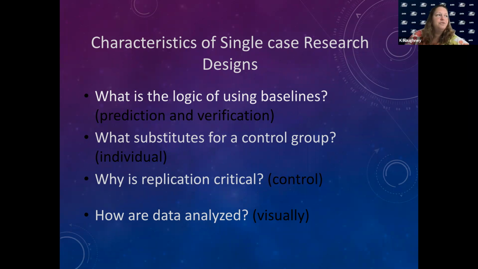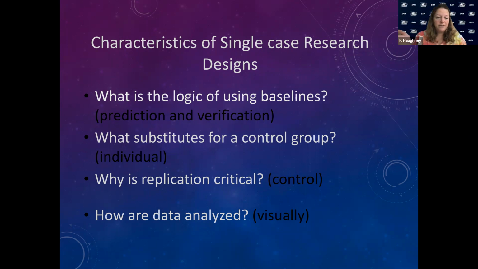What substitutes for a control group? Instead of a control group, we have the individual. They serve as their own control. So showing baseline is the control for this experimentation. Why is replication critical?